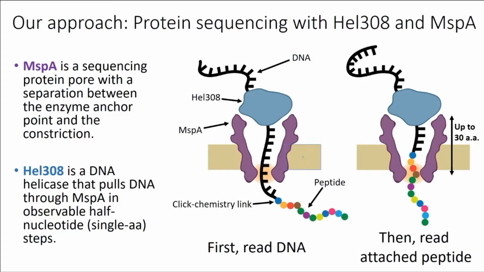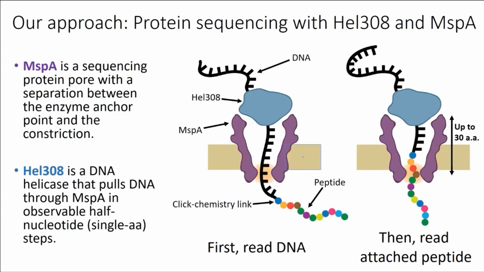and the anchor point of the enzyme, like where the helicase sits, that space is basically the space where you can be walking on the DNA, but reading the protein. And so we're using the same nanopore I was talking about earlier, MSPA, because of this convenient geometry that separates the enzyme and the constriction. And the enzyme I'm using is HEL308, which is both a very strong motor capable of plowing through just about anything, and it's strong enough that it actually takes half nucleotide steps that you can observe. Which correspond to about single amino acid steps, which is convenient.